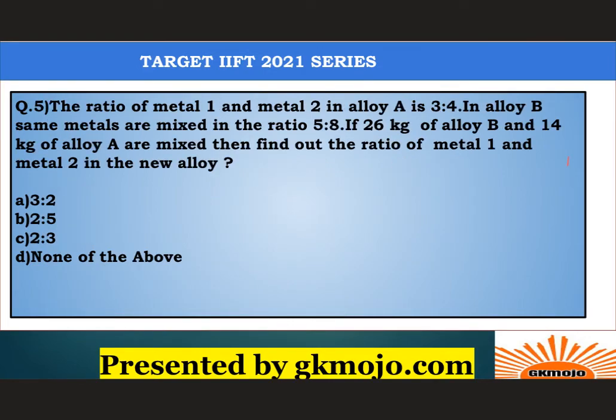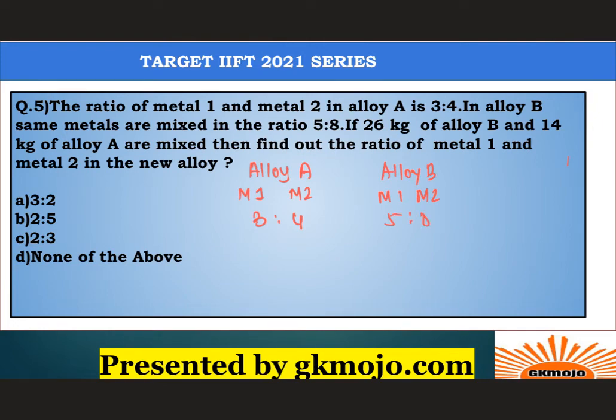Let's have a look at question number 5. This is based on your mixtures concept. The ratio of metal 1 and metal 2 in an alloy A is 3:4. Alright, so alloy A is there, and let's say M1 and M2 ratio is 3:4, right? This is alloy A. In alloy B, the same metals are mixed in the ratio 5:8. So alloy B, M1 and M2, 5:8 is the ratio.